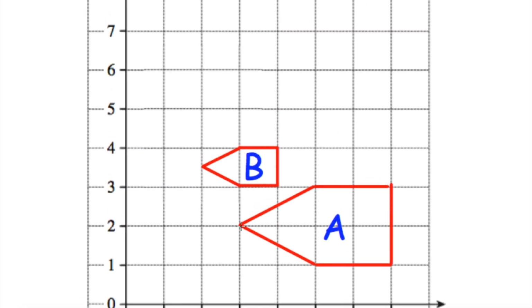To find the center of enlargement, we're going to choose the corresponding points. We're going to choose this one, and then draw a line straight through them, so it looks something like that. Okay, now this point and this point, draw a line straight through those, and it would look something like that. They're crossing here at the point 1, 5.